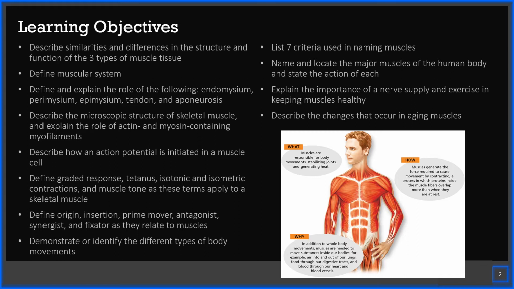List 7 criteria used in naming muscles. Name and locate the major muscles in the human body and state the action of each. Explain the importance of a nerve supply and exercise in keeping muscles healthy, and describe the changes that occur in aging muscles.